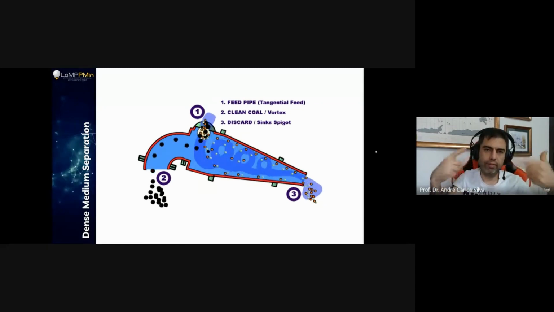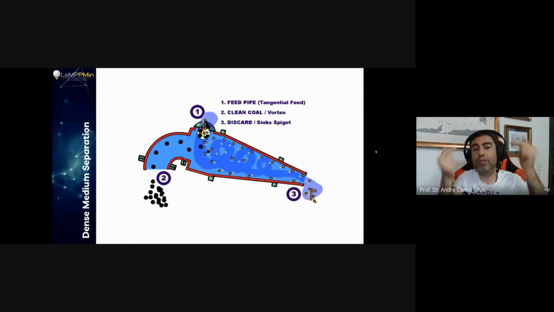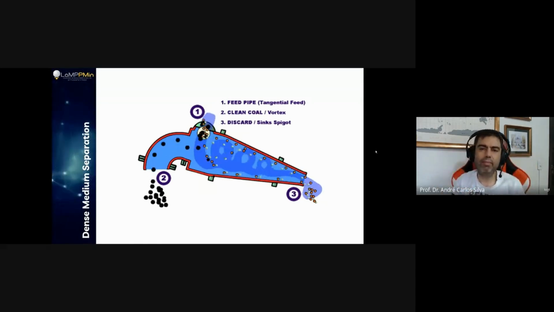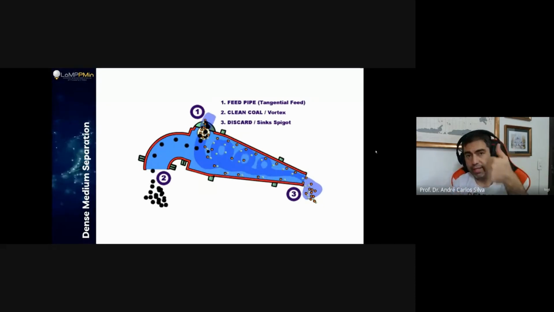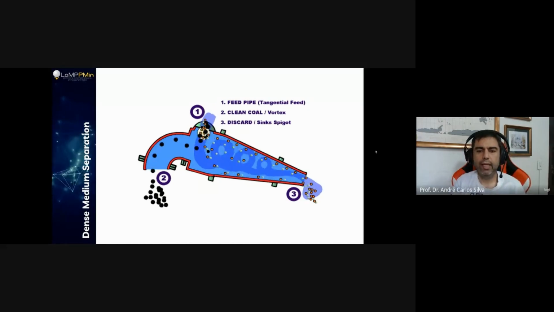That's why you have the centrifuge, that's why you're spinning the material. But then again, if you also have a high density of the media, the result is even better. And that's why you have these two things together. You have the dense medium and you have also the centrifuge action taking place.